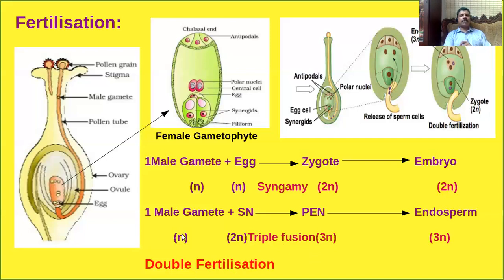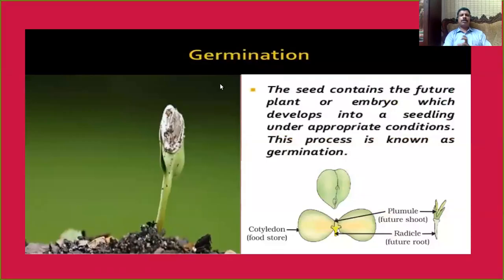What is the product of double fertilization? Seed is the product of double fertilization. After the formation of the seed, you can see that the seed consists of an embryo and two cotyledons. This is the embryo and these two are the cotyledons, that means the stored food materials. So the seed contains the future plant. This embryo is considered the future plant.